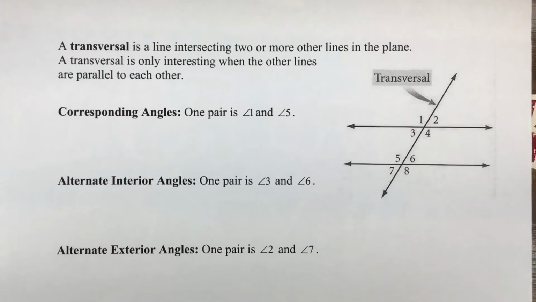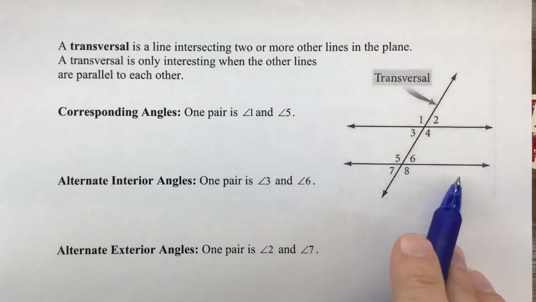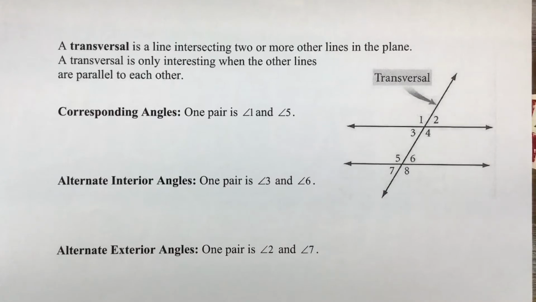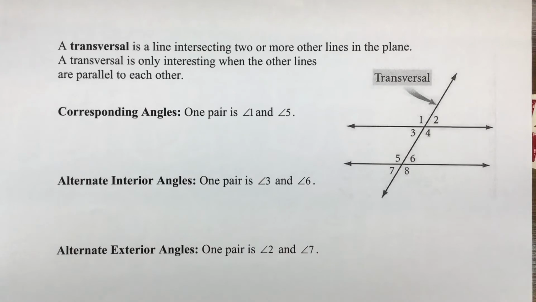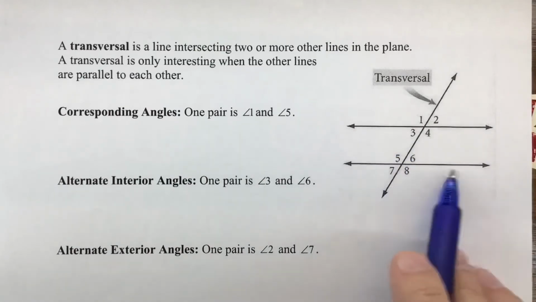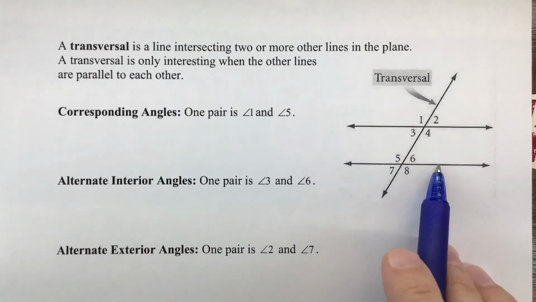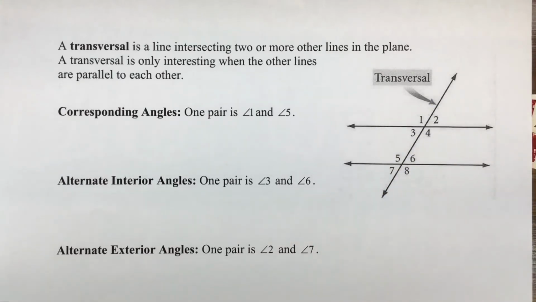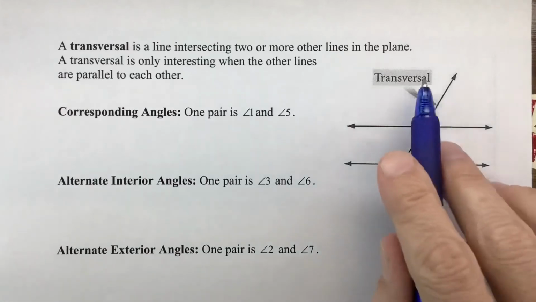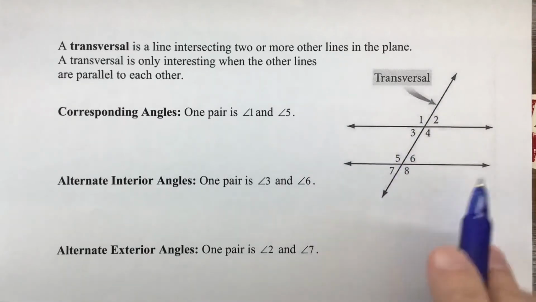Now, a transversal is only really going to be interesting to us when the lines that it's crossing are parallel. But by definition, these lines don't need to be parallel, and I want to make sure that that's clear at the beginning. These lines can go in whatever directions they do. As long as this third one crosses both of them, you get to call it a transversal. Yet, most of our attention is going to go in the direction of when a transversal is crossing parallel lines.